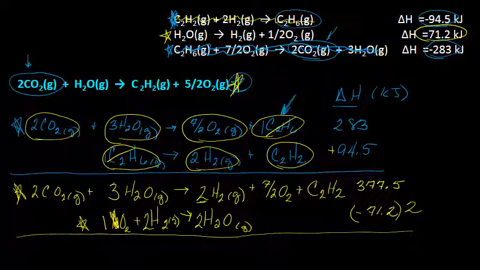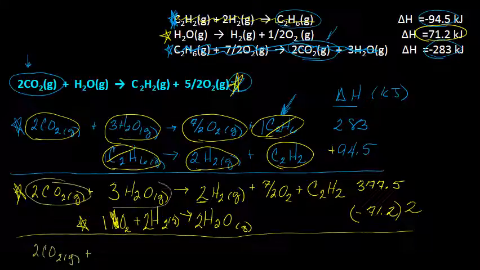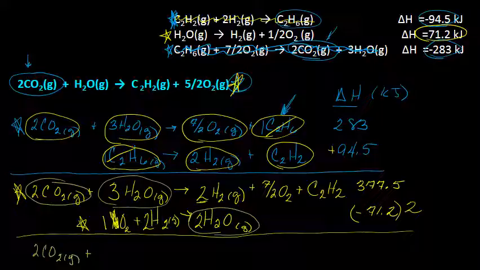Why don't you pause the video and see if you can do it on your own? I don't see carbon dioxides anyplace else, so I'm just going to go ahead and bring the 2 carbon dioxides down. And here I have 3 waters, and over here I have 2 waters. So those do subtract, 3 minus 2. And because I have more on the reactant side, I have 1 water that stays on the reactant side.